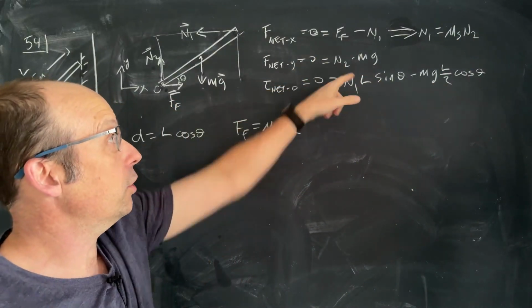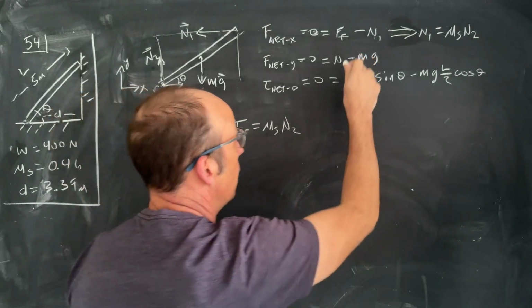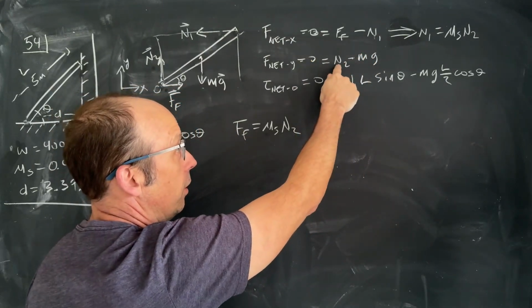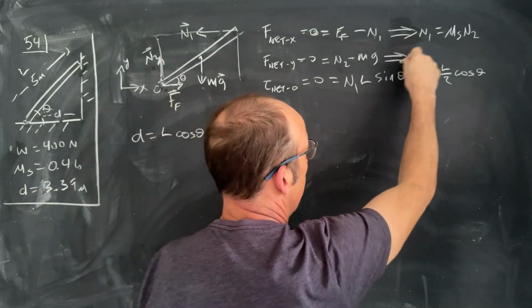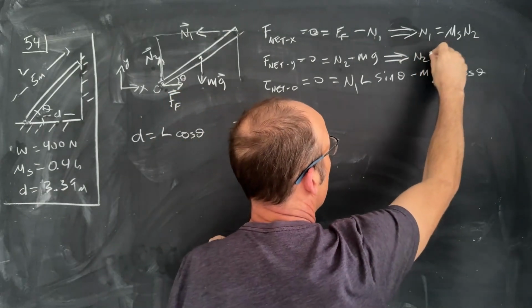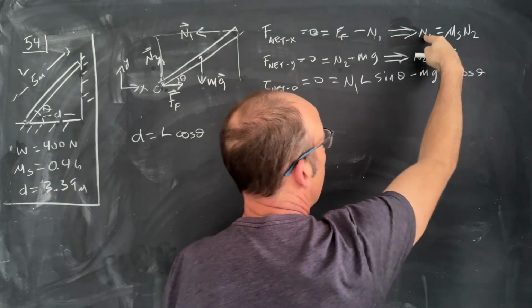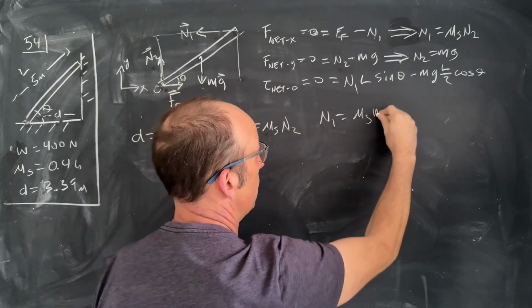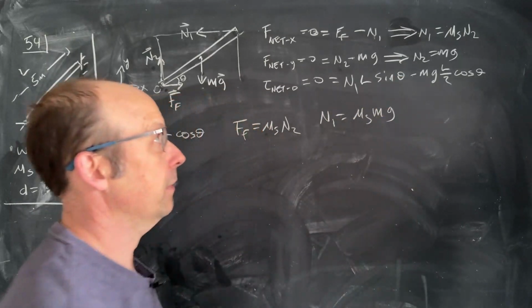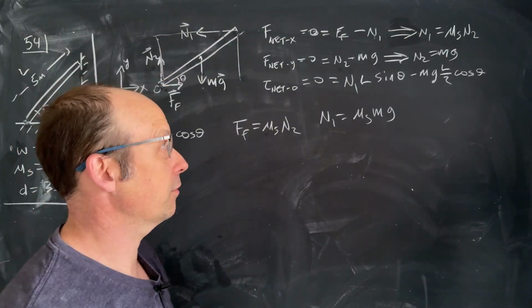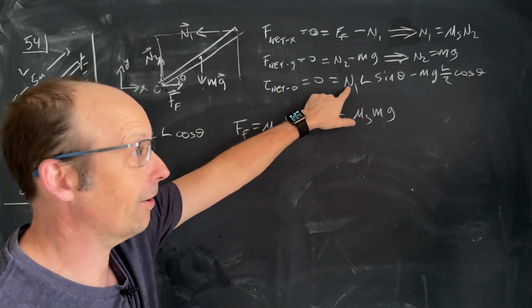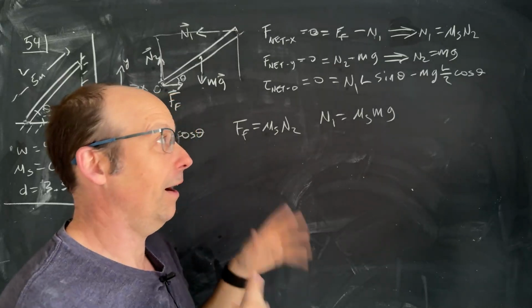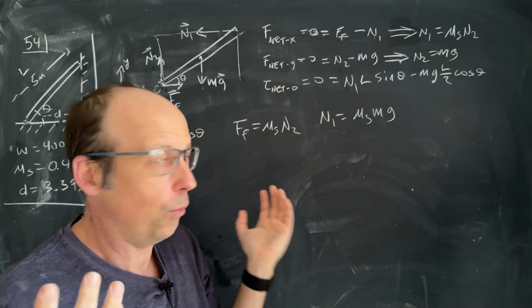Now, this equation, I can solve this for N2. Remember, it's still equal to 0. So N2 is equal to mg. So that means up here, N1 is mu s mg. I just did 3 substitutions right there. Now, you see how this is a super easy system of equations to solve. I didn't even really need to try, and I'm getting what I want.